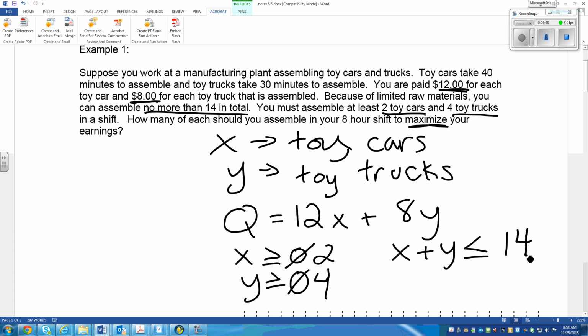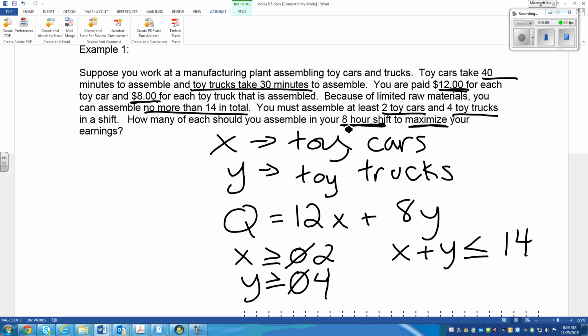Is there anything else in this reading that we haven't used? We haven't used this time thing. It says toy cars take 40 minutes and toy trucks take 30 minutes, and you have an 8-hour shift. Okay? So we have hours and minutes. Can you fit hours and minutes together?